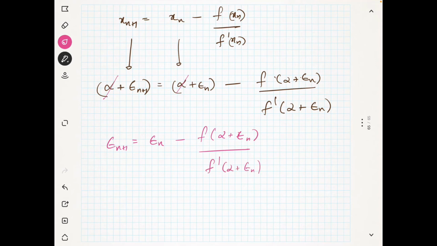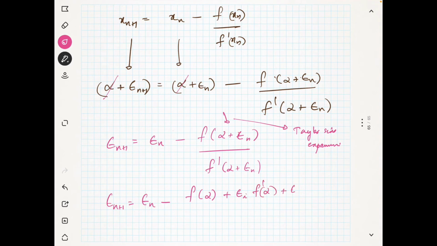Okay, now for this function, I will write epsilon of n plus 1 is equal to epsilon of n minus, and I will write the Taylor series expansion for this. You might have studied this in your first year engineering mathematics. So this is nothing but f of alpha plus epsilon n into f dash of alpha plus epsilon n square by 2 into f double dash of alpha.